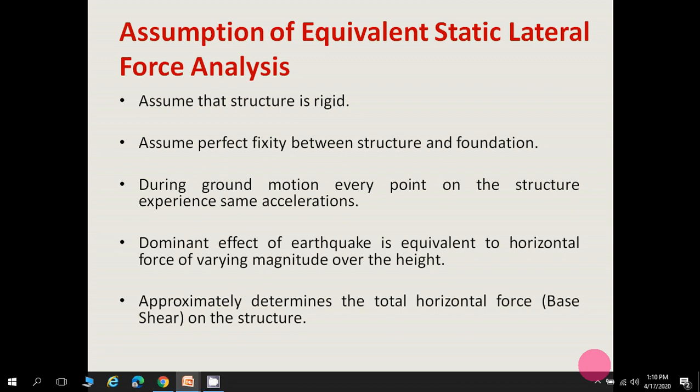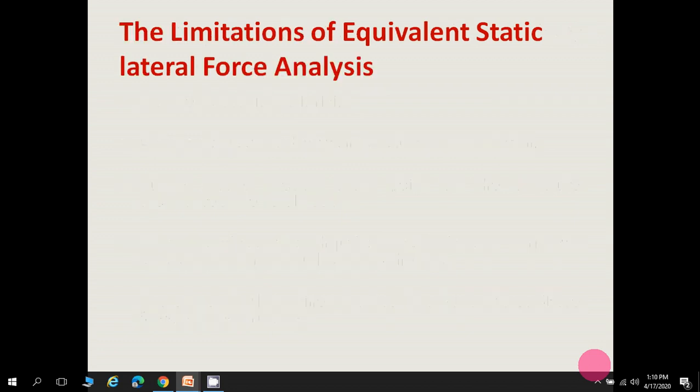So it is considering that the earthquake is equivalent to a horizontal force of varying magnitude over the height. And the last one is the approximate determination of the total horizontal force on the structure, or base shear, that I will be discussing in the next slides while going through the steps involved in analysis of structure using equivalent static lateral force analysis.